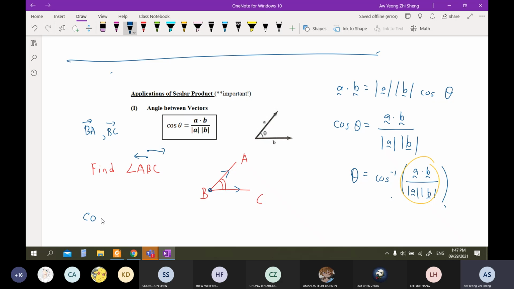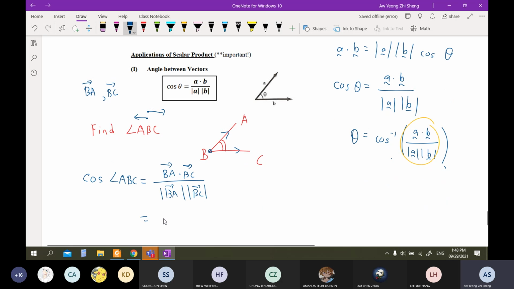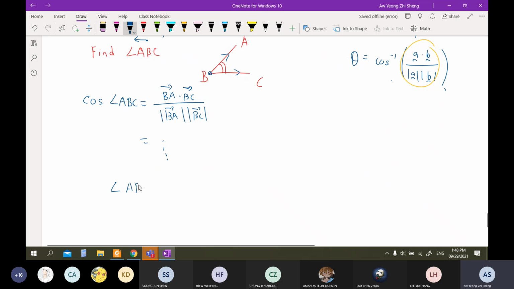So you would form an equation by saying cos of angle ABC is equal to vector BA dot vector BC divided by length of BA, length of BC. And then you can proceed with the computation, and at the end, you solve for angle ABC in degrees.